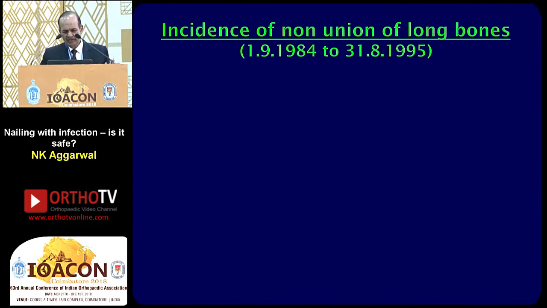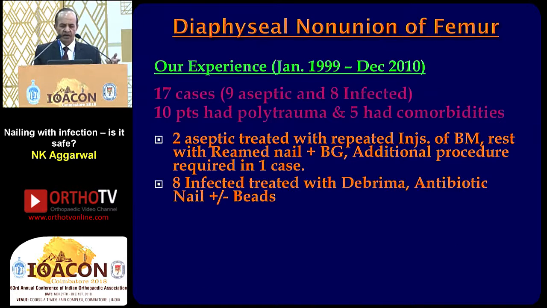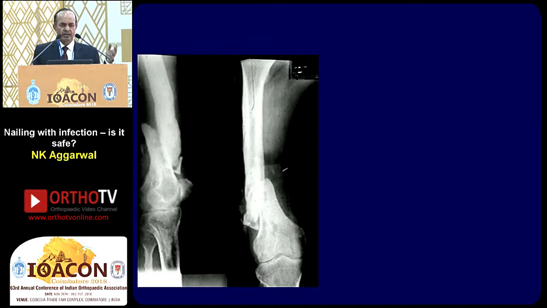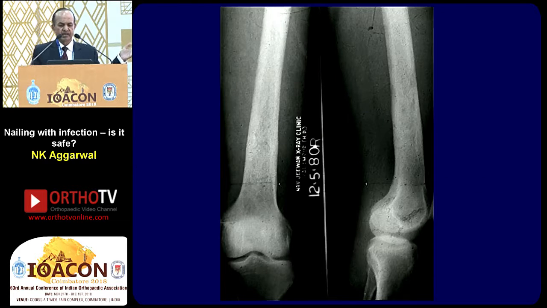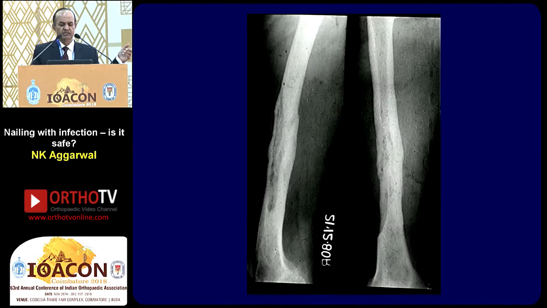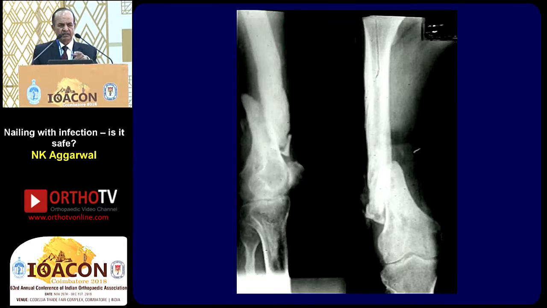Now we have conducted various studies on non-unions and infected non-unions. I won't go into the details of the data, but I will share some cases quickly with you. This is a case that came to us with this X-ray 25 years back. He was a 60-year-old male, with wasted thighs. We asked for his old X-ray. I will quickly go through the old X-ray that the patient was carrying. This is how he started in 1980. And then for 3 years, multiple operations, curettage, and finally he landed up with us in this shape.